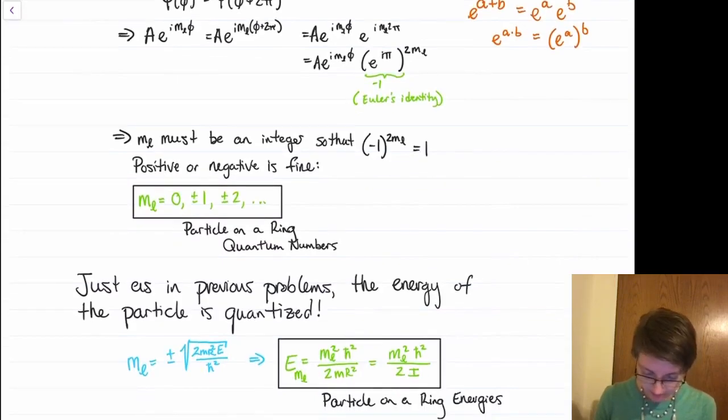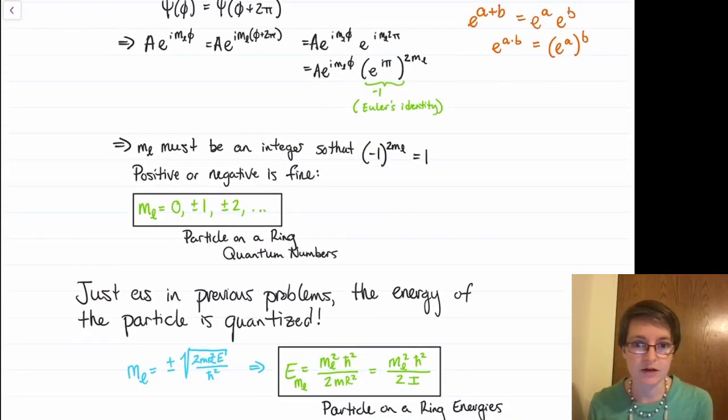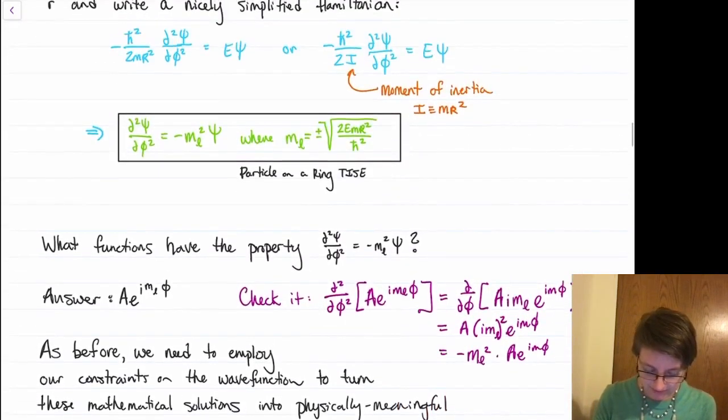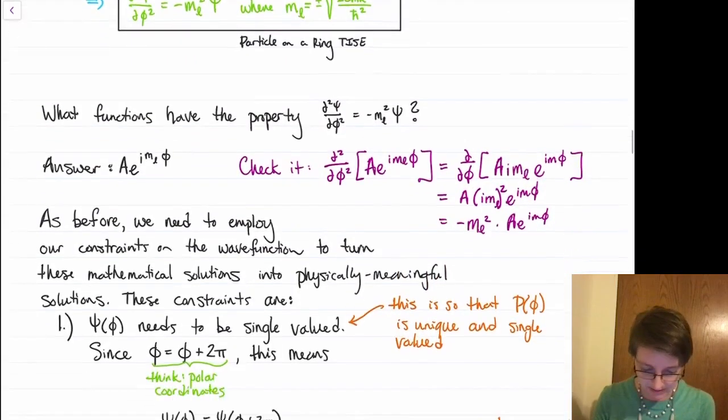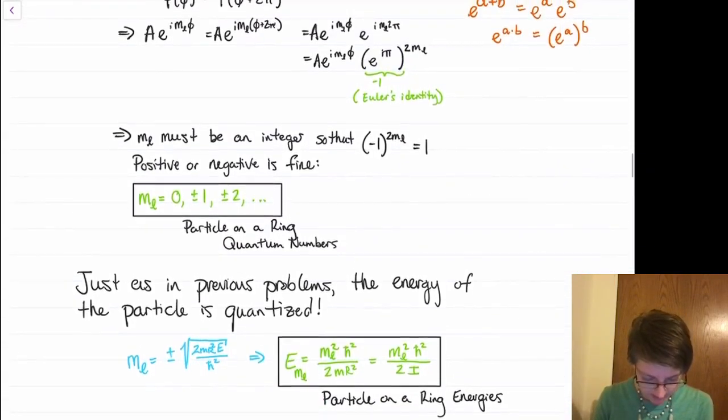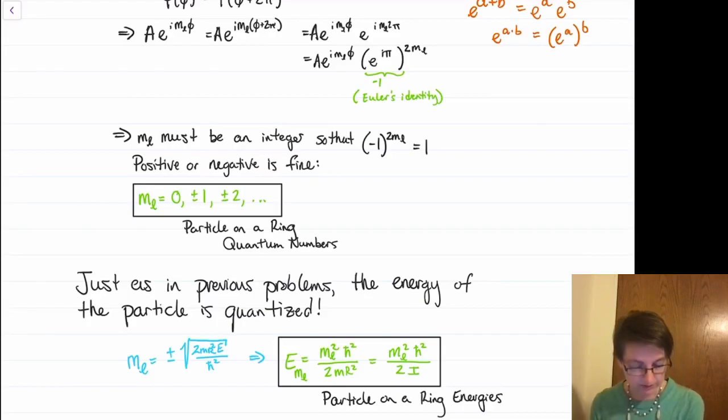Just as in our previous problem, note that this quantized value that shows up in our wave function leads us to quantized energy values. So up at the top when we defined m sub l, you'll note that it depended on the energy, so I can rearrange that equation to solve for the energy. And the particle on a ring energy depends on a couple different constants that showed up in the problem, and our quantum number m sub l. And note as a point of clarification that there are 2 times that a lowercase m shows up in this problem. M without the subscript l means the mass of the particle. M with the subscript l refers to our quantum number.